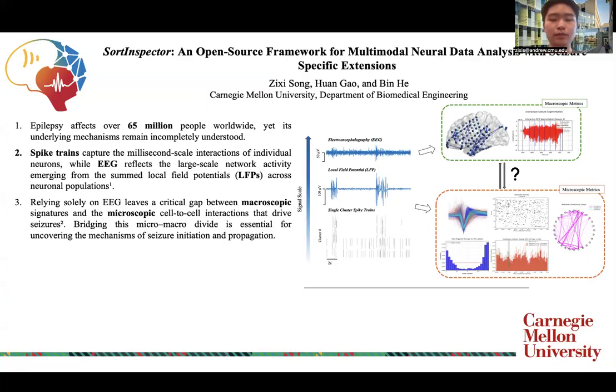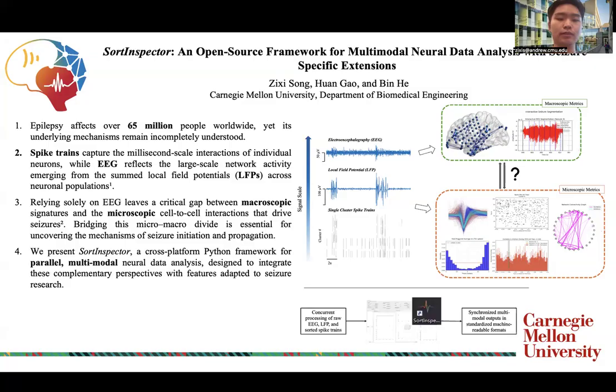Spike trains capture millisecond interactions of neurons, while EEG reflects large-scale activity from local field potentials. If we only rely on EEG, we would miss cellular mechanisms that actually drive seizures. Bridging this micro-macro divide is therefore essential for understanding seizure initiation and propagation. To address this, we developed Sort Inspector, a cross-platform Python framework that unifies Spike, LFP, and EEG analysis in an interactive system with extensions adapted to seizure research.